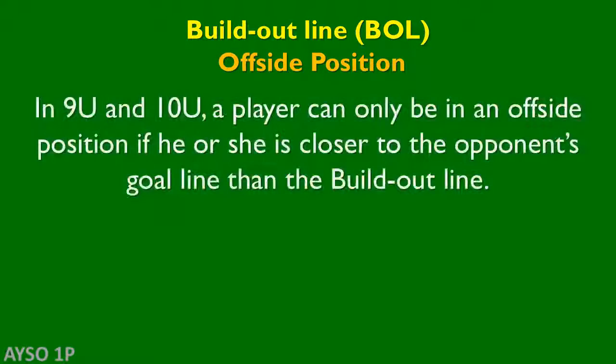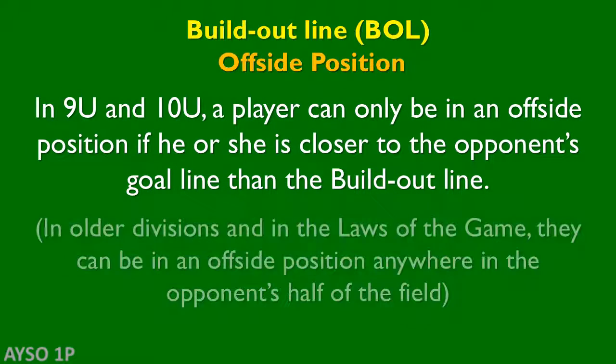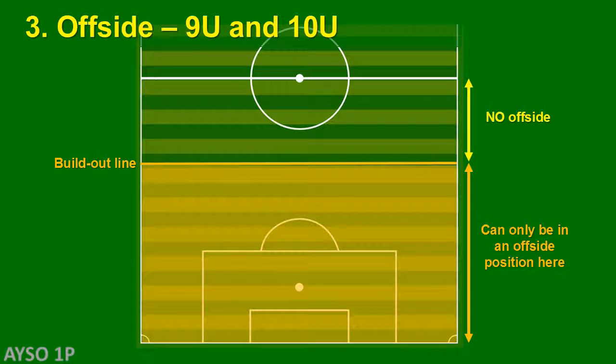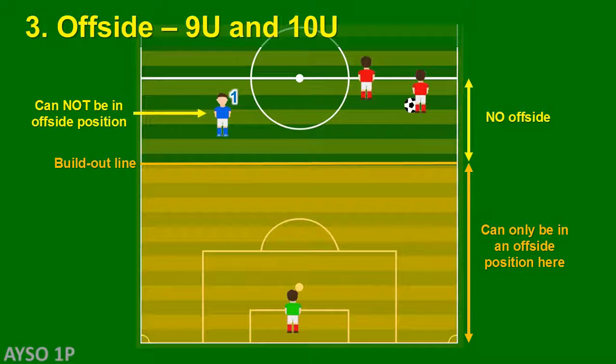In 9U and 10U, a player can only be in an offside position if he or she is closer to the opponent's goal line than the build-out line. In older divisions and in the laws of the game, a player can be in an offside position anywhere in the opponent's half. In 9U and 10U, a player between the halfway line and the build-out line, such as player number 1 in this example, is not in an offside position.